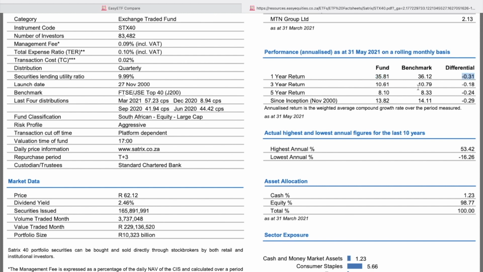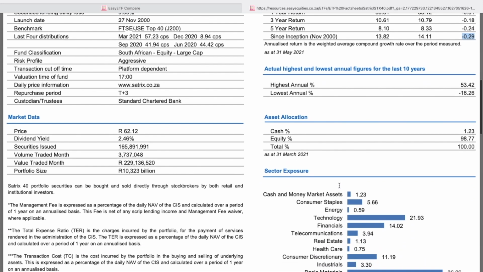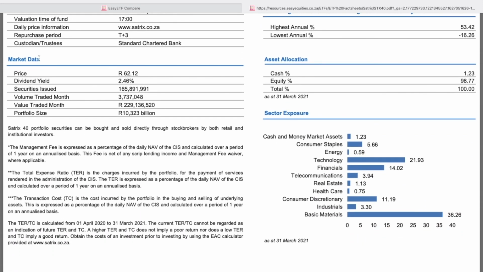0.31%. We can look here that since inception of the fund, so when the fund started in November 2000, the JSE has returned 14% since then, and the fund has returned 13.82%. So a little bit less than the current deviation, so we can assume then that the deviation will be around that 0.25 to 0.3 range.